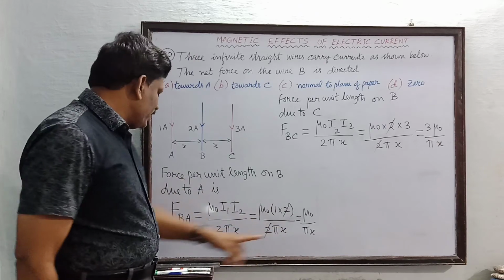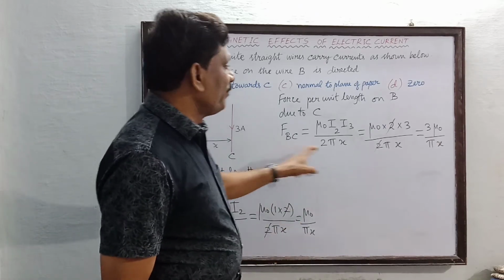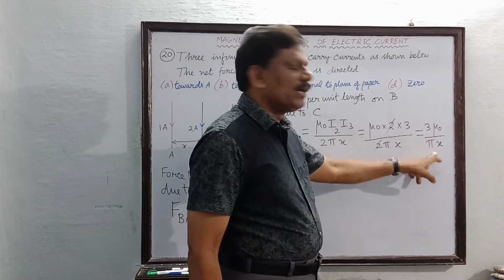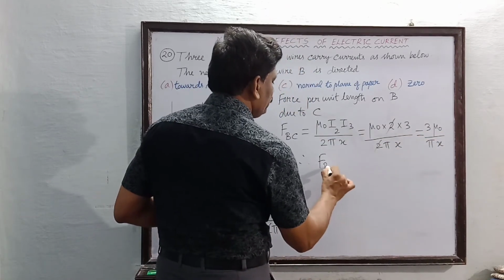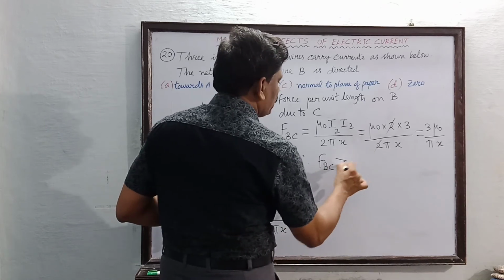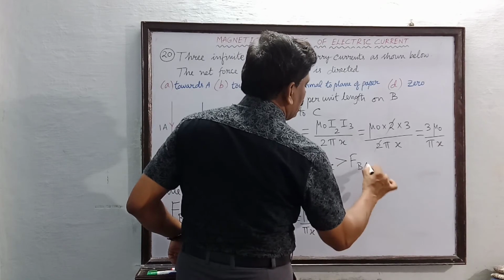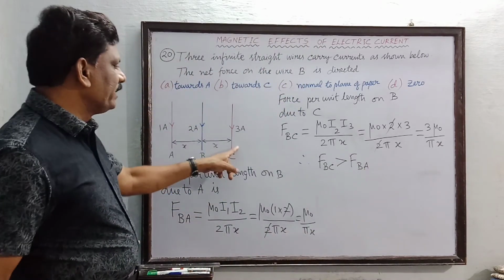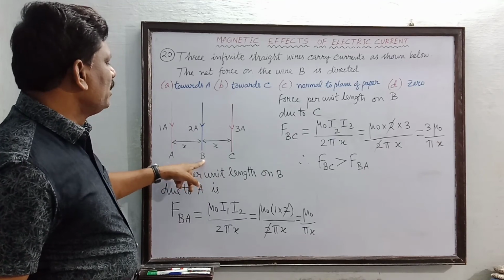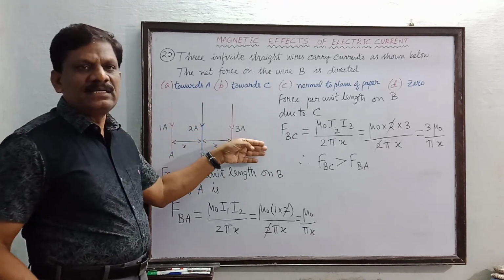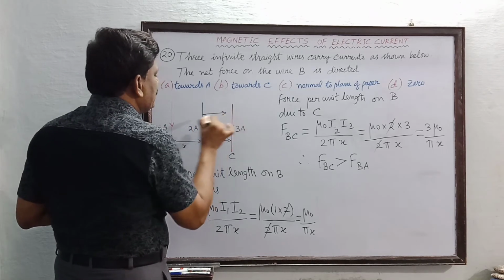Now previously we have got FBA is equal to what? Mu naught by pi x, and FBC is equal to 3 times mu naught by pi x. So FBC is greater than FBA. So which force is greater? FBC is greater, is it not? So this conductor B should move towards the conductor C. Understand? This force is greater. So the force acting towards C is greater.